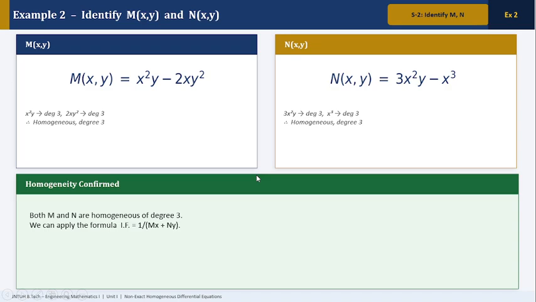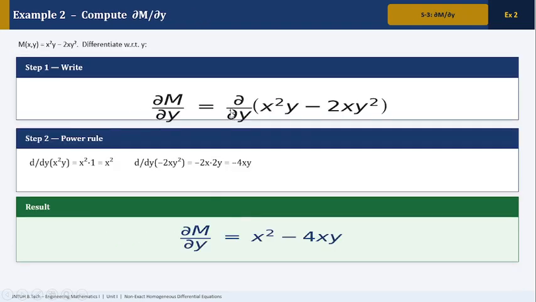So both M and N are homogeneous of degree 3. So this is a homogeneous and non-exact equation. We can apply the formula 1 by Mx plus Ny, and we are verifying the exactness.